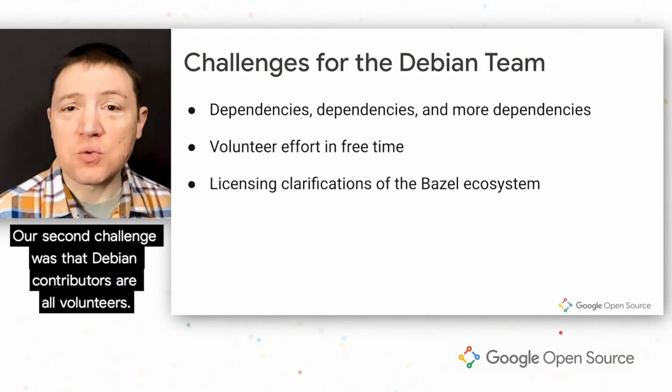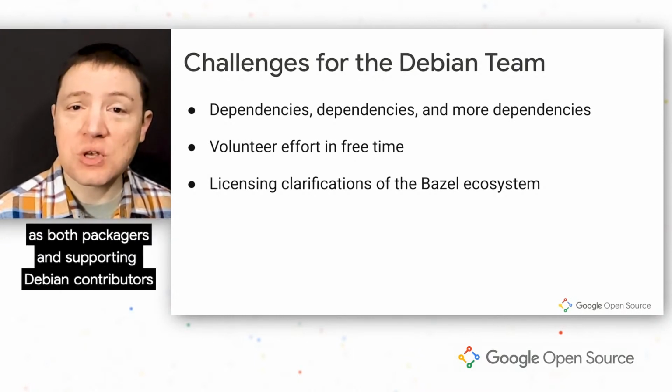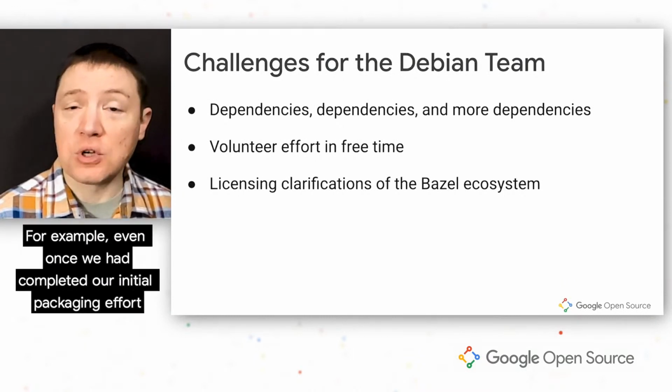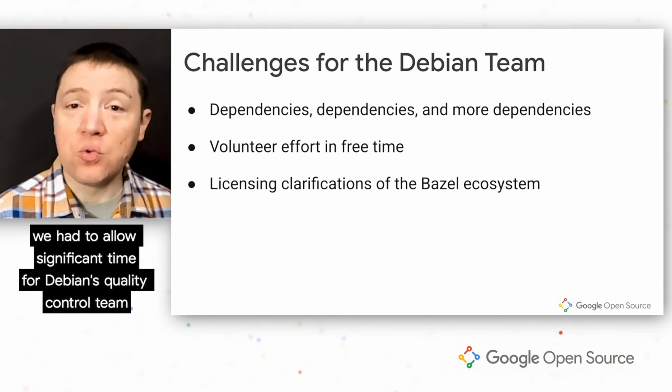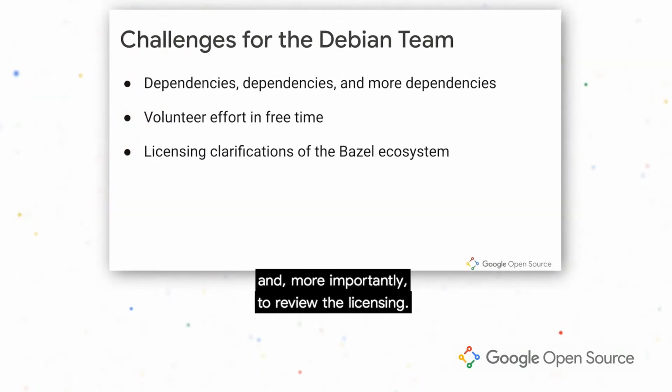Our second challenge was that Debian contributors are all volunteers. We had to plan for extra time as both packagers and supporting Debian contributors often have rapidly changing time budgets. For example, even once we had completed our initial packaging effort, we had to allow significant time for Debian's quality control team to review the packaging, and more importantly, to review the licensing.